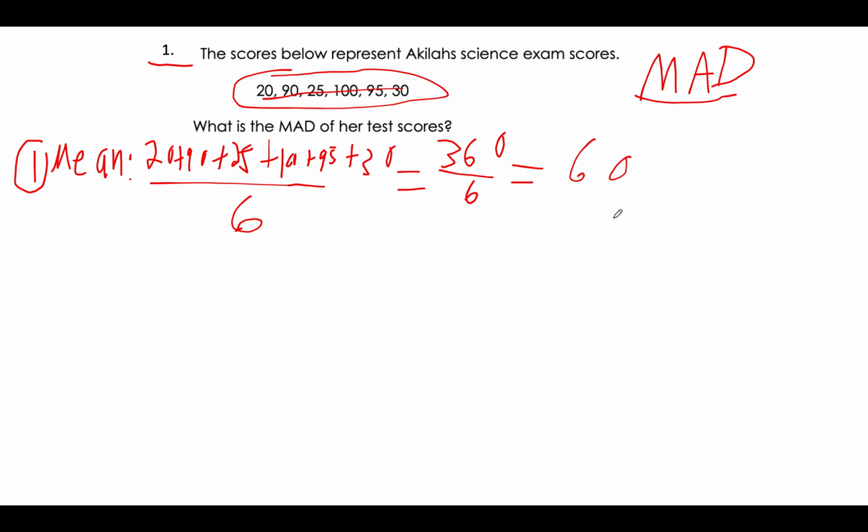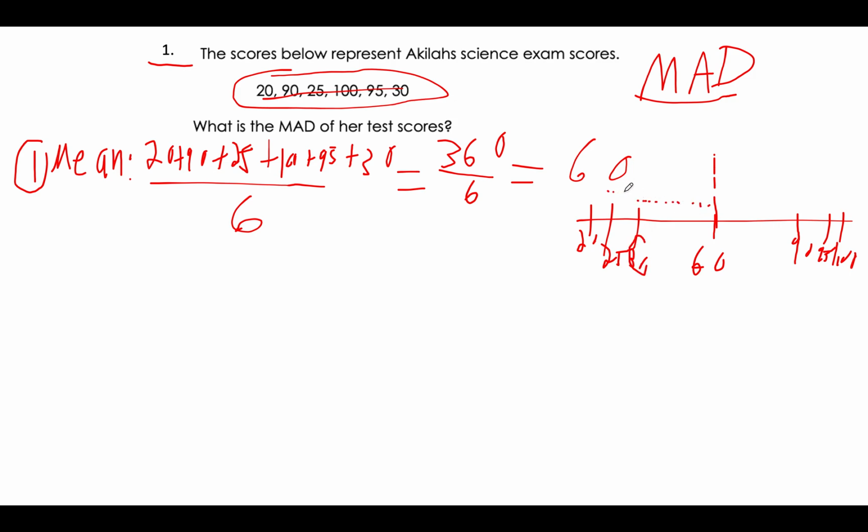If we take a look at our data set and plot this out, we have 60 as our mean. And then we have a bunch of values. We have 20, 25, 30, and on this end we have 90, 95, and 100. With our mean absolute deviation, we're going to be calculating the distance from each of these points to the mean. So we want to find how far we are from it. We'll take the average of that to see how far away from the mean each of these points are.